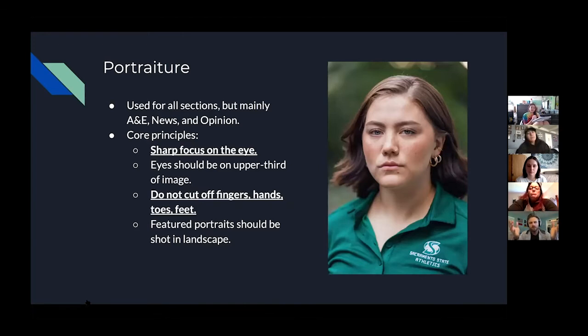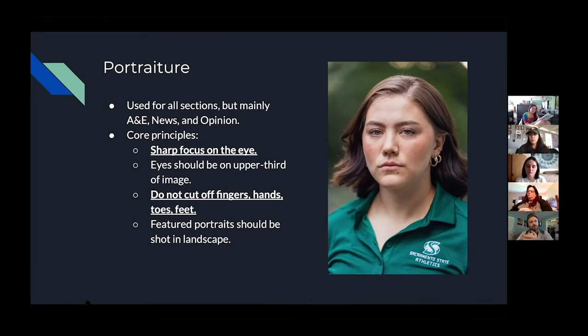So we use it for all sections. It tends to pop up more in A&E, News and Opinion. And the core principle is to always focus on the eye. If you have a mirrorless camera, you can zoom in and make sure your focus is sharp on the eye. This becomes a little more difficult with DSLR cameras, with the mirror that flips up in your camera, but you can still get an approximation of being focused on the face.